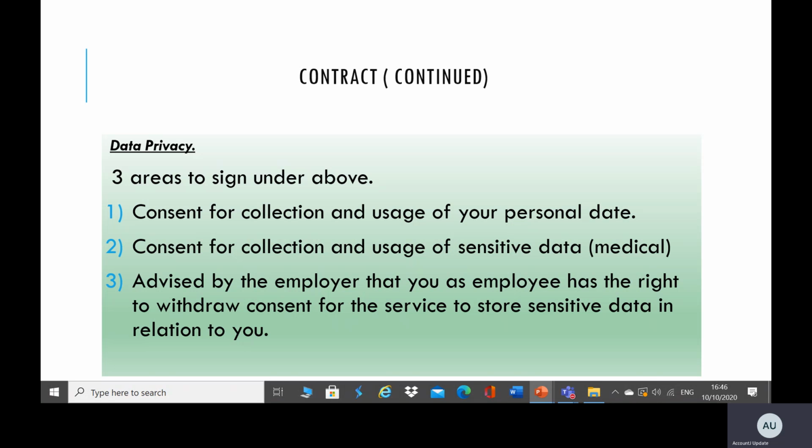That would be your name, your address, your date of birth, your PPS number, your qualifications, all that personal data. Two: consent for collection and usage of sensitive data. That is, you are giving the manager permission to collect and use sensitive data. That would be any medical information that you have imparted to the manager.